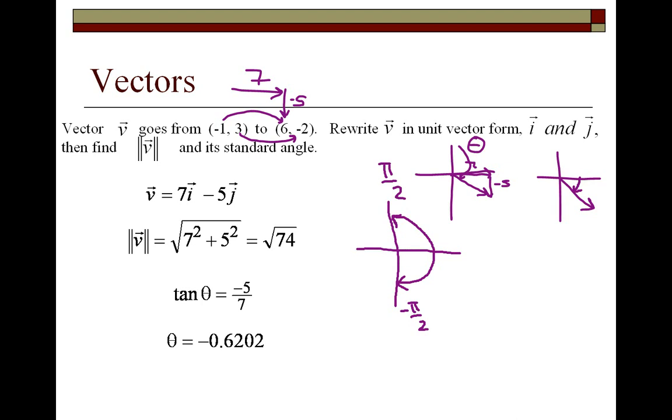If our vector happened to go out in the 3rd quadrant or out in the 4th quadrant, I'm going to have to add pi to the answer to get the standard angle. So you have to be a little bit careful in terms of what you're working with. But usually these ones will be pretty straightforward, where you can just figure it out just from your calculator.